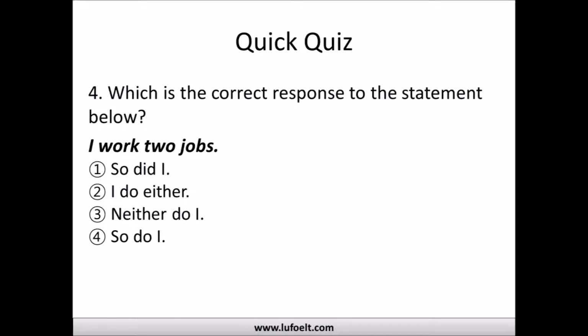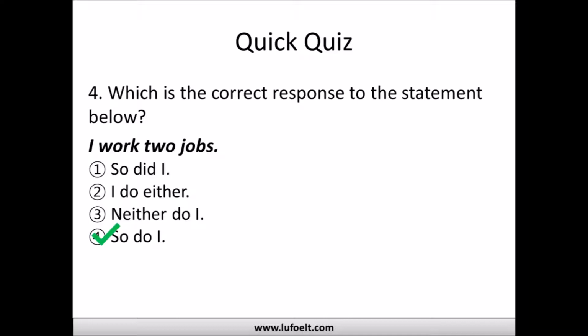And the last quick quiz question here, which is the correct response to the statement below? I work 2 jobs. Okay, so which is the correct response to that? 1, so did I. 2, I do either. 3, neither do I. Or 4, so do I. All right, what is the correct response if you want to agree with the sentence, I work 2 jobs? And the answer is 4, so do I.